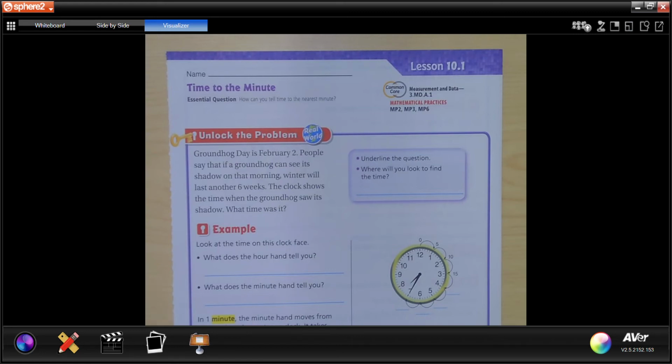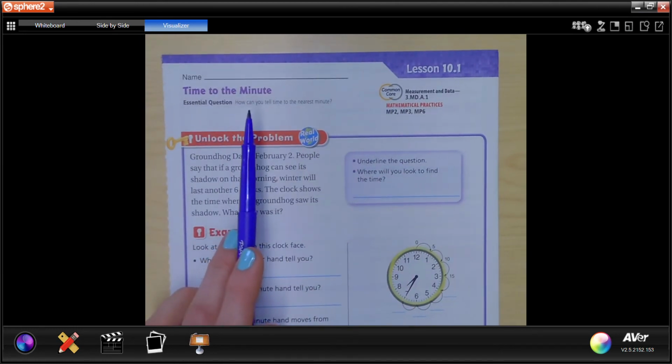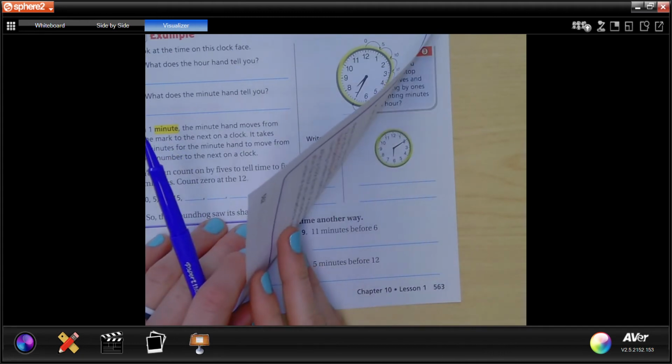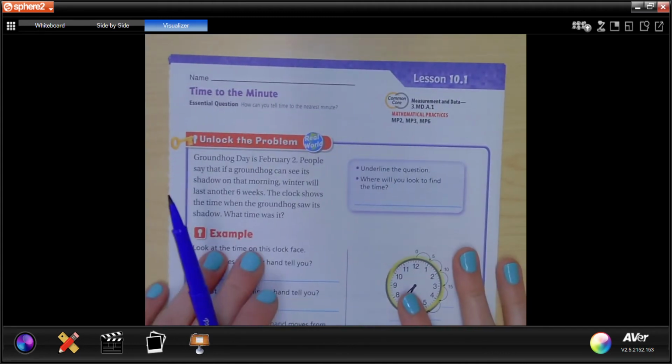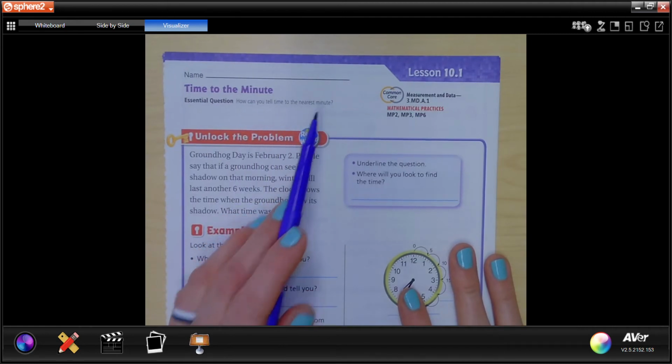Hello everyone. Today's math lesson is lesson 10.1, time to the minute. Pages 561 to 563. Essential question: How can you tell time to the nearest minute?